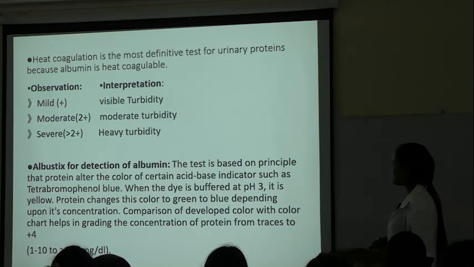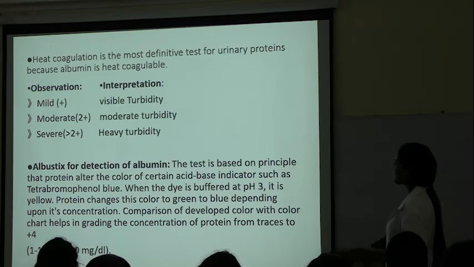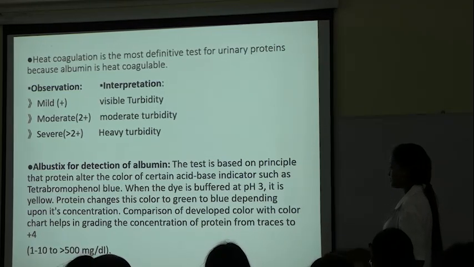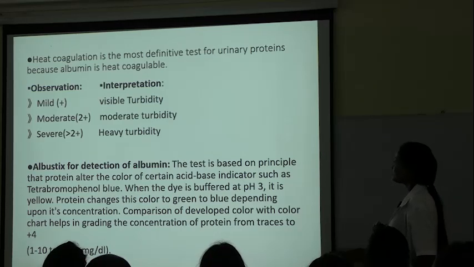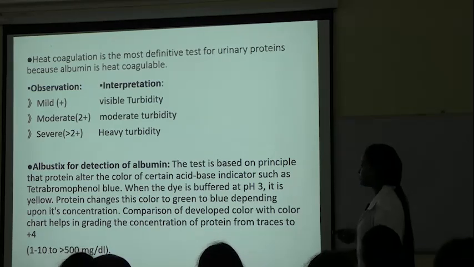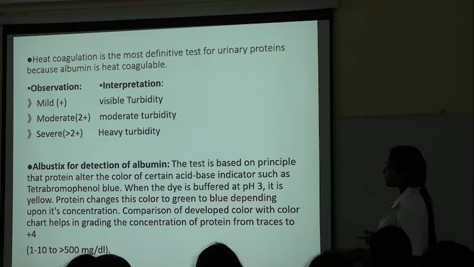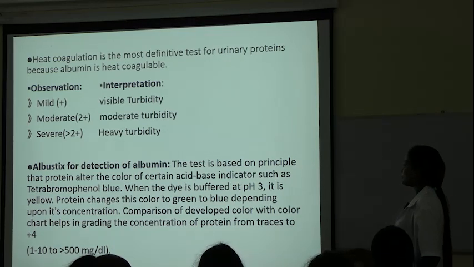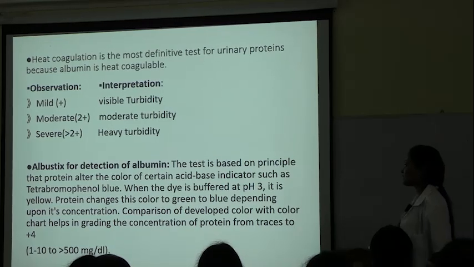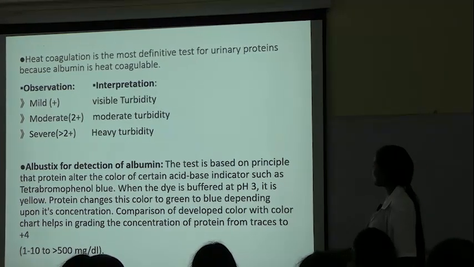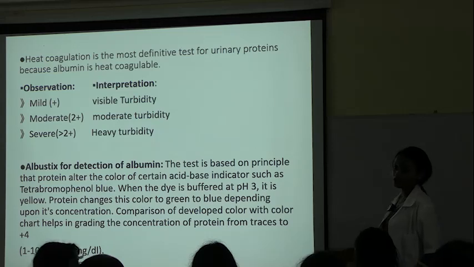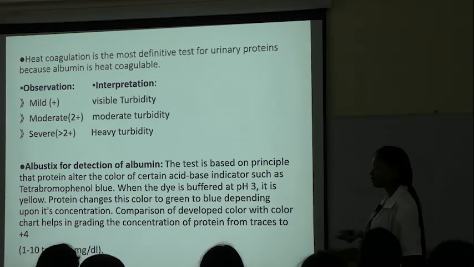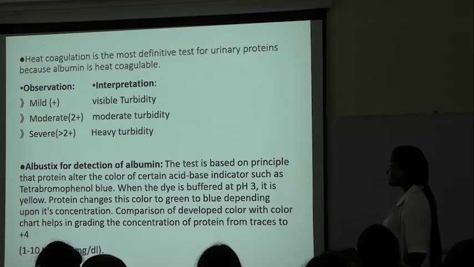When the dye is buffered at pH 3, it is yellow. The protein changes this color to green to blue depending upon its concentration. So at the lowest level the color will be yellow, and as the concentration goes from lowest to highest, the color will change to green to blue. Comparison of the developed color with a color chart helps in grading the concentration of protein from traces to the severity of +4. So the value can be from 1 to 10 to more than 500 milligram per deciliter.